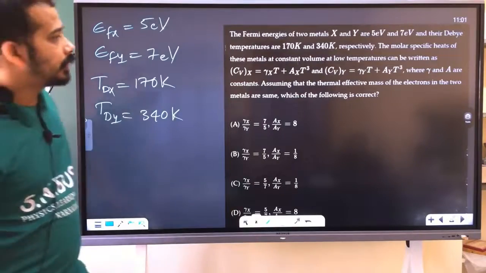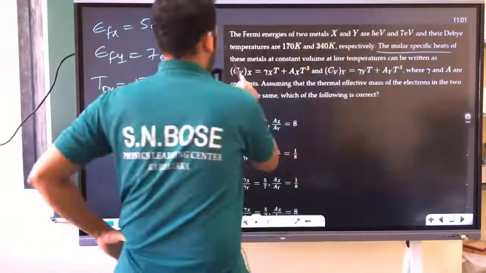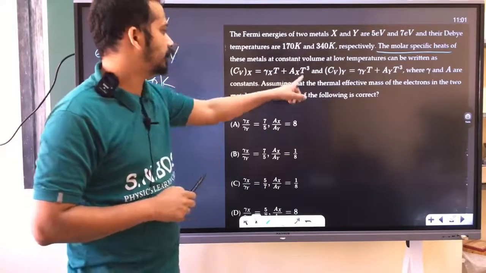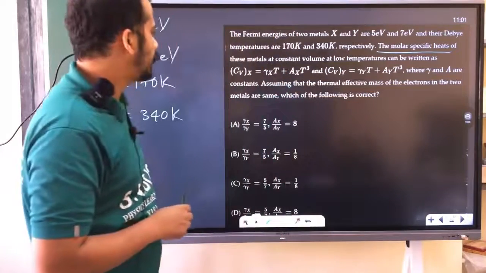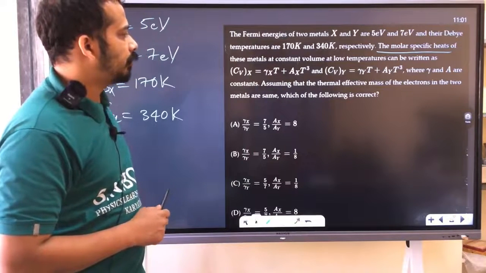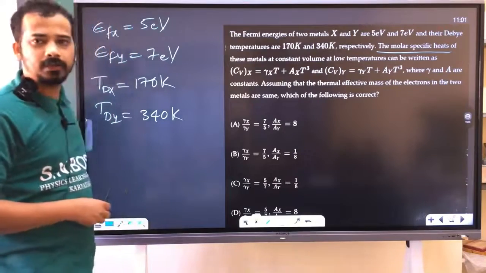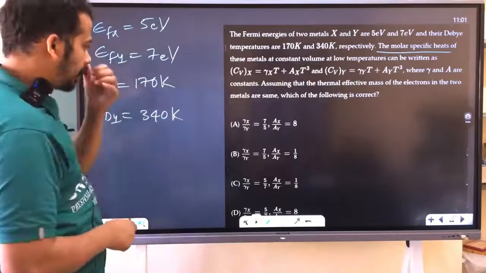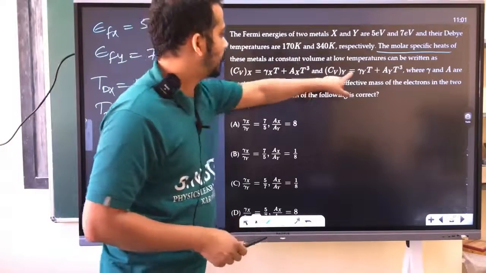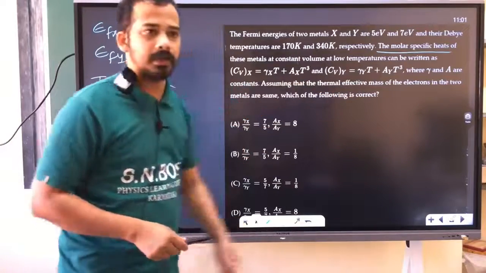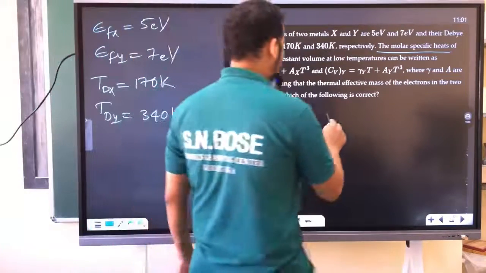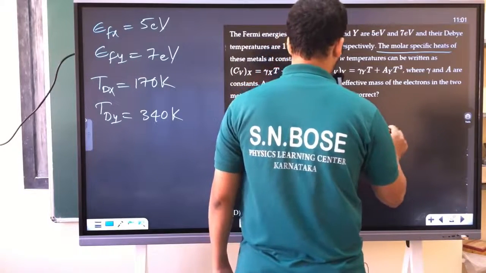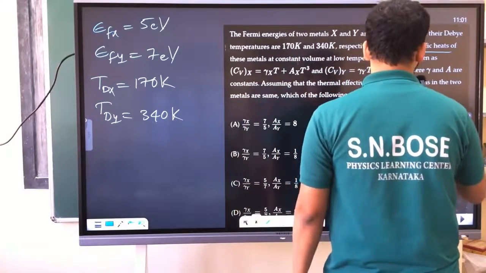Now the molar specific heat of these metals at constant volume at low temperature is C v equals gamma x T plus A x T cubed, and gamma y T plus A y T cubed. Gamma and A are constants. Assume that the thermal effective masses of the electrons in the two metals are the same; usually that will not be the same in condensed matter. Which of the following is correct? He's taking gamma x divided by gamma y, and A x divided by A y. If you write the molar specific heat like this, that's equal to gamma T plus A T cubed. That's how he has it.